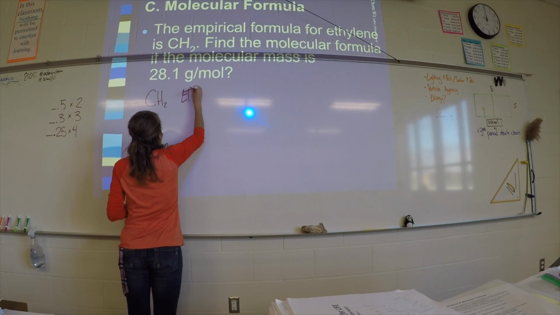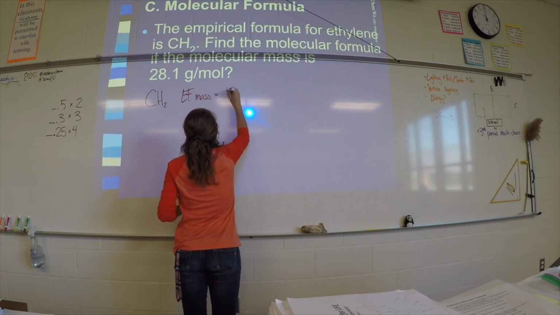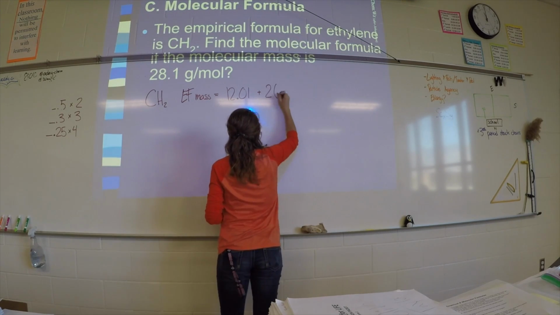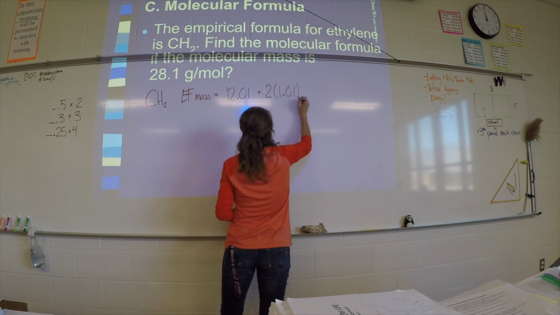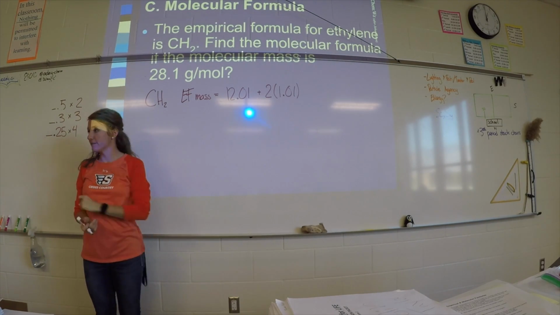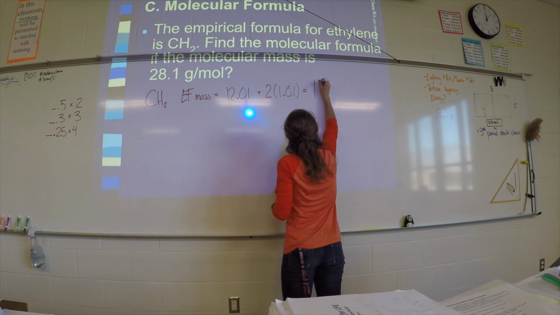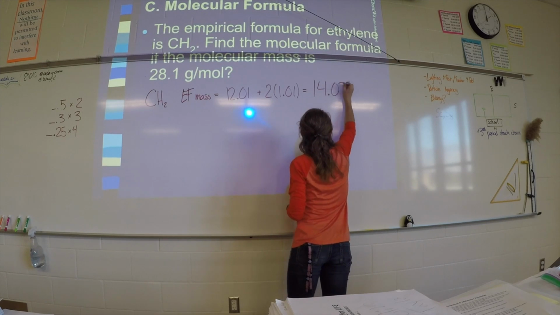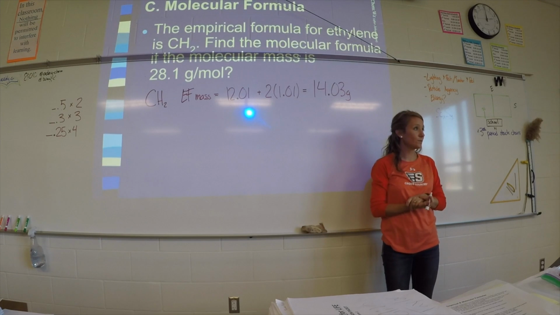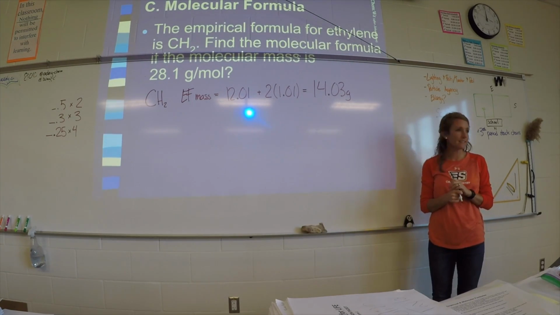So the empirical formula mass: we look at the formula here, and I have 1 carbon, and carbon is 12.01, plus 2 times 1.01 for hydrogen. So we're just adding up the total mass of this compound. When we add that all up, we get 14.03 grams. So that was step 2, and that one just came from the periodic table.